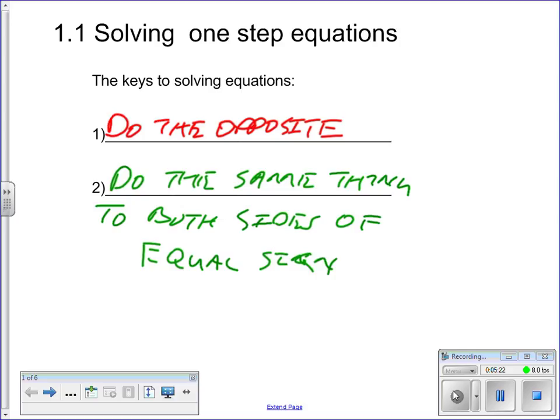Now, I am a stickler for working vertically rather than horizontally. Okay? Anytime you solve a problem, you work vertically. You work down. You don't work across. I saw something the other day that just drove me nuts. Absolutely drove me nuts.